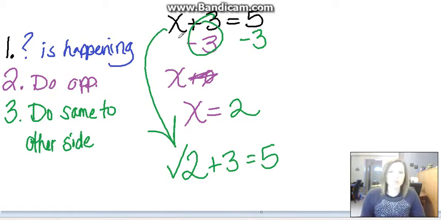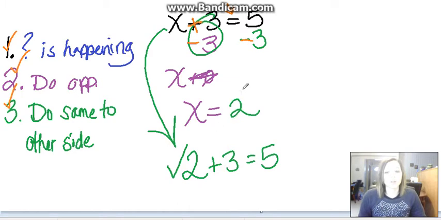So, let me say it one more time with less of me talking. You look at your equation. Equations have equal signs. You look at your equation, and you say, what is next to x that I need to undo? Well, something's being added. So you need to do the opposite and subtract, and then do the same thing to the other side. Bam, bam, bam.